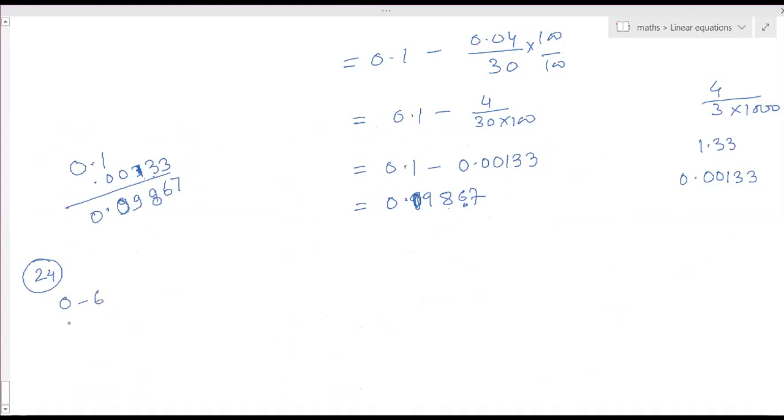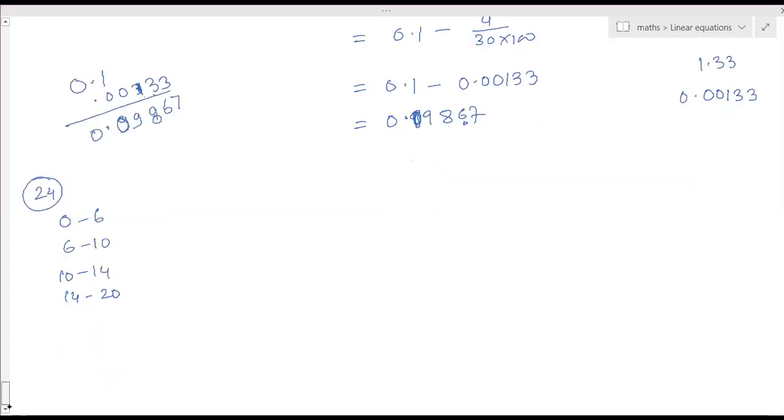What happened in this? The class size is not constant. If the size is not constant, then don't use step deviation. Use the assumed mean method. Class size is not same here. The frequencies given are 11, 10, 7, 4, 4, 3, 1.